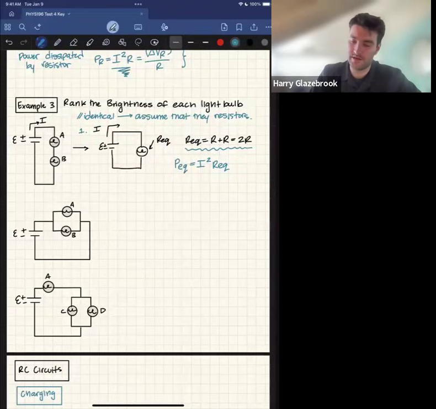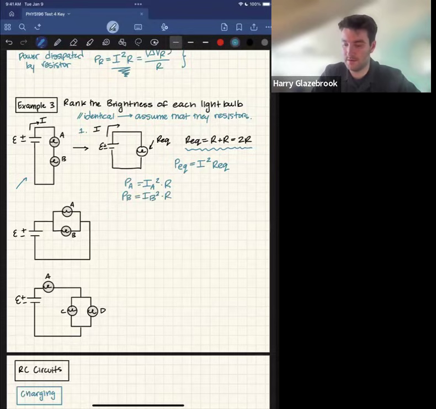Cool. Now, if I go back to my series circuit, one thing I note is that when light bulbs are in series, or when resistors are in series, they don't have the same potential difference, but they do have the same current. So if I was to write the power dissipated by A, that's going to be whatever current is flowing through it, IA squared, times its resistance, which is just R. The power dissipated by B is IB squared times R. Now I know that the current through A is equal to the current through B, which is equal to just the current through the entire circuit. And again, that's because we have one wire, we have one current, and resistors that are in series have to share the same current.